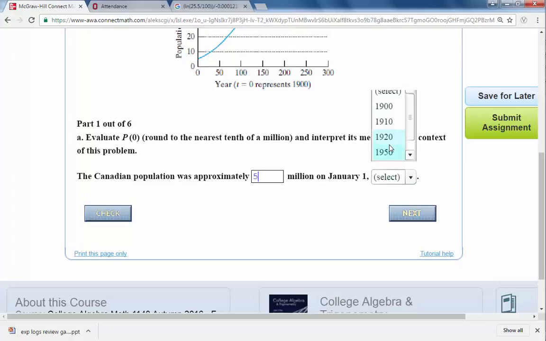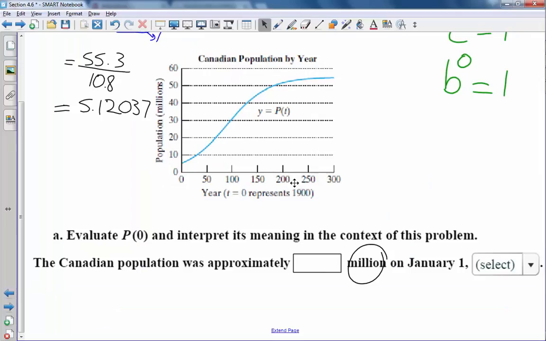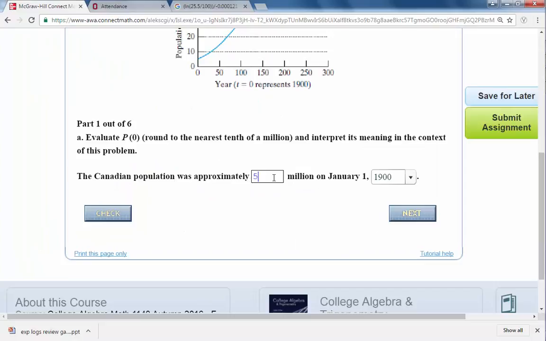What year was this again? The year 0 is the first sampling taken. It's actually saying here, 0 represents 1900. Oh, it says nearest 10th of a million. Yeah, I didn't see that. So we need to go one more digit. What is it? 5.1. Thanks.